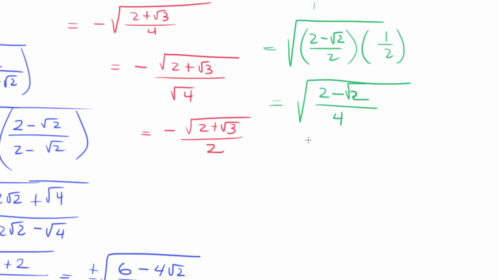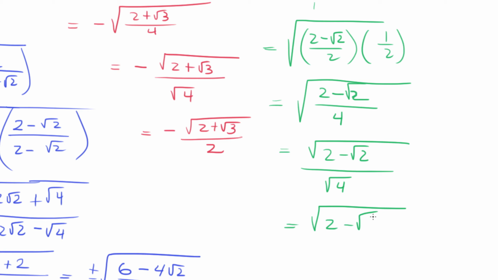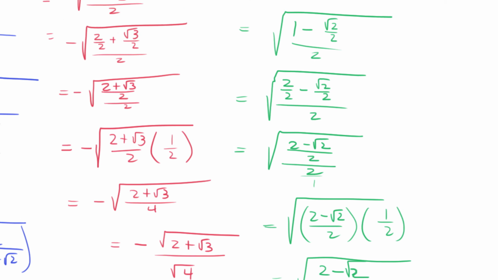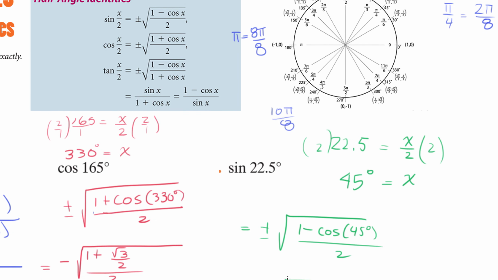And now we can split it into 2. So radical of 2 minus radical 2 over radical of 4, which becomes radical of 2 minus radical 2 over 2. And that's your answer for sine of 22.5. I know there was a long process. I suggest you watch the video again, try to redo the problems, and try to get all the little details that are inside this video.